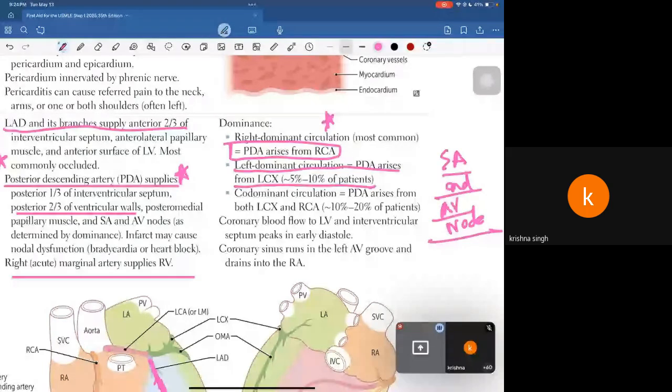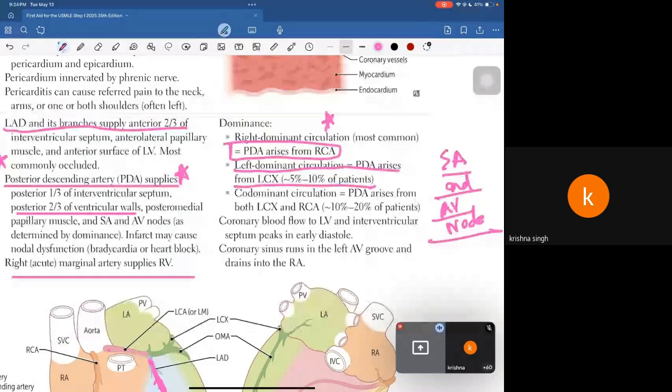Now, a question: if you increase the heartbeat of a person from 60 to 100 or 150, which part of the cardiac cycle would be affected? The cycle that would be affected is the diastole, because diastole would be affected, and as a result, the supply of the heart would be affected.